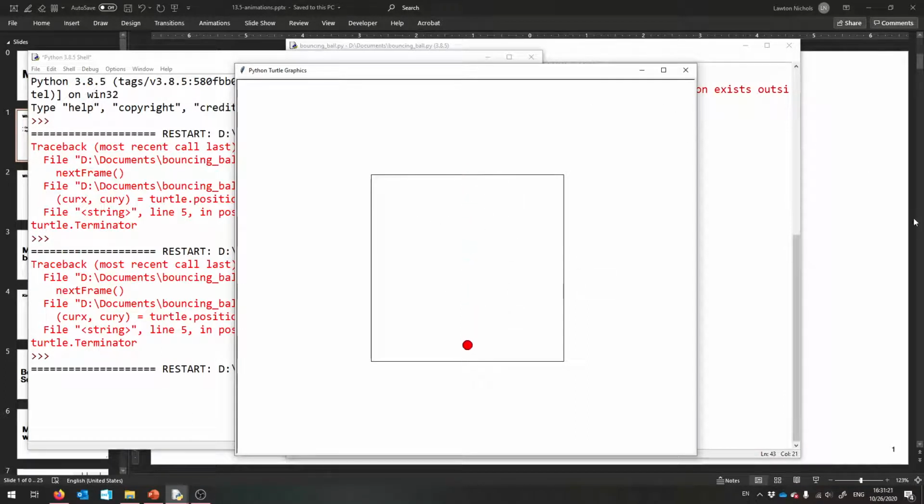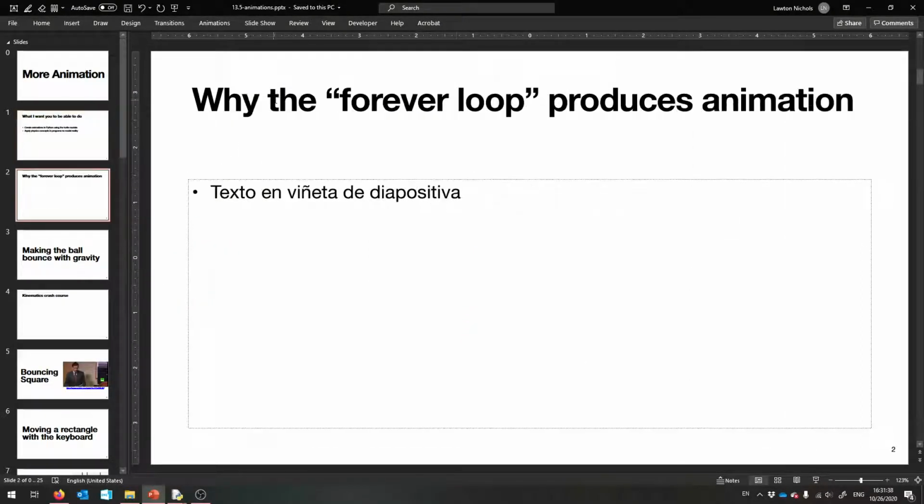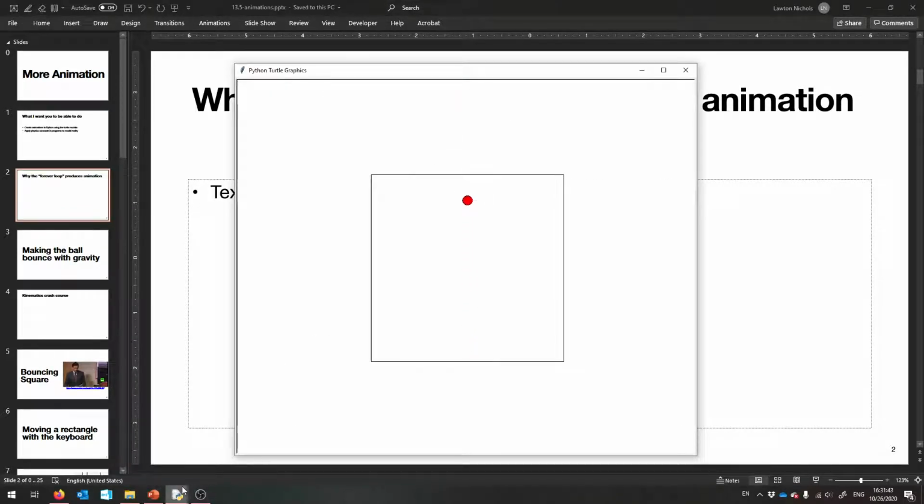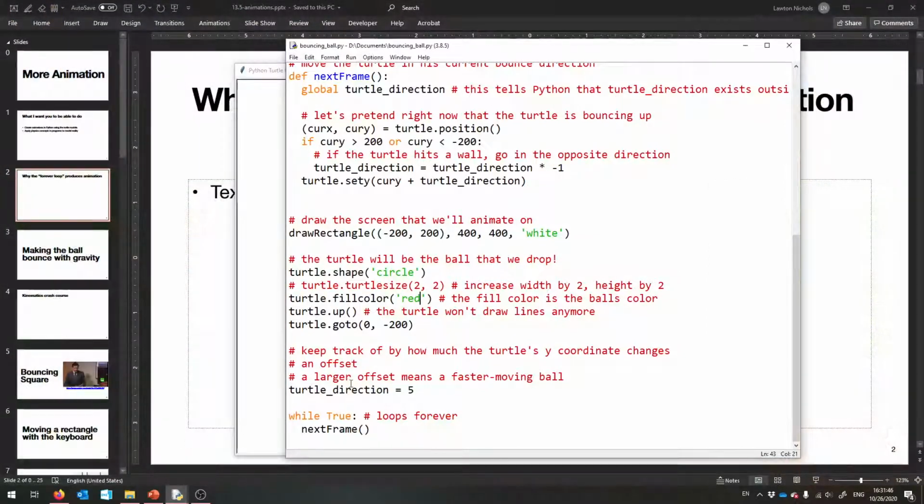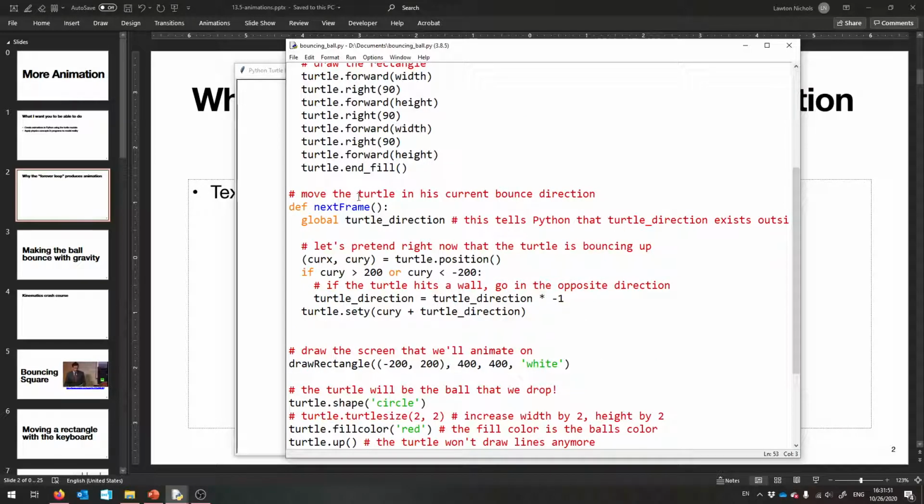I talked a bit last time about the fact that it's animating. We're drawing frames over and over and over again really, really fast, and the fact that we're showing a bunch of pictures and that those change is the reason we see animation as a human. So let's talk a bit more about why. Here in the code is where the bouncing is happening. We say while true, next frame, and the next frame moves the turtle in the current bouncing direction.